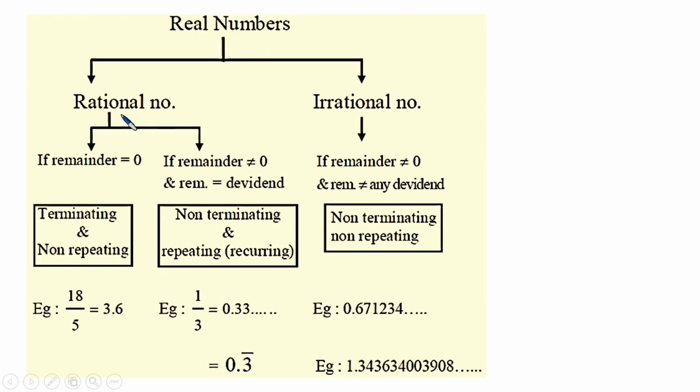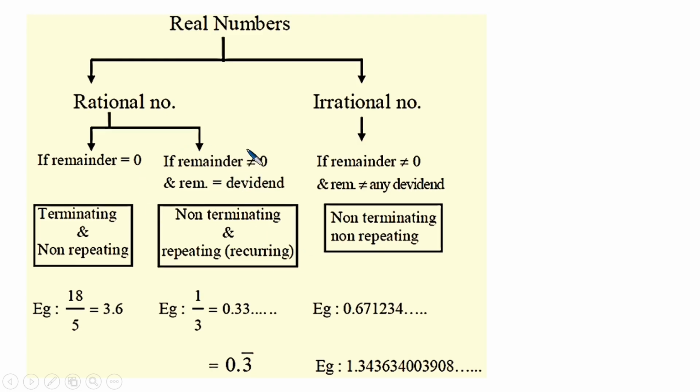This real number is a rational number or an irrational number. Rational means you can express it as a ratio of two co-prime numbers, and an irrational number is one where you cannot express it as a ratio of two integers or two co-prime numbers. In a rational number, if you divide the dividend by a divisor, and if you get remainder 0, then it is terminating. But if the remainder is not equal to 0 and the remainder comes back to the dividend like we have seen, it will make a cycle.